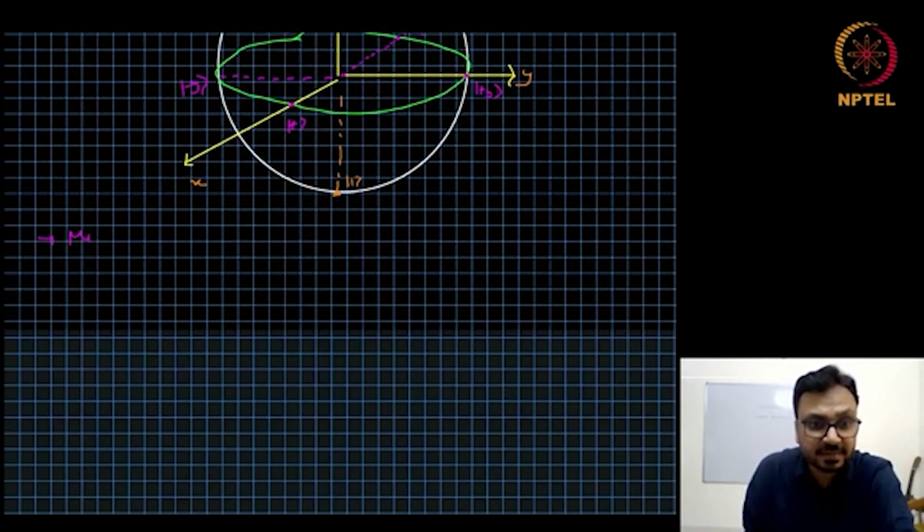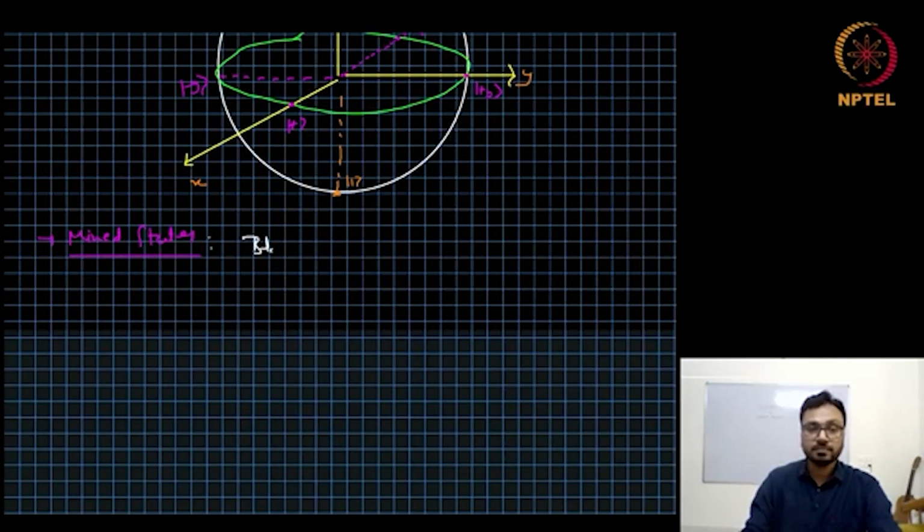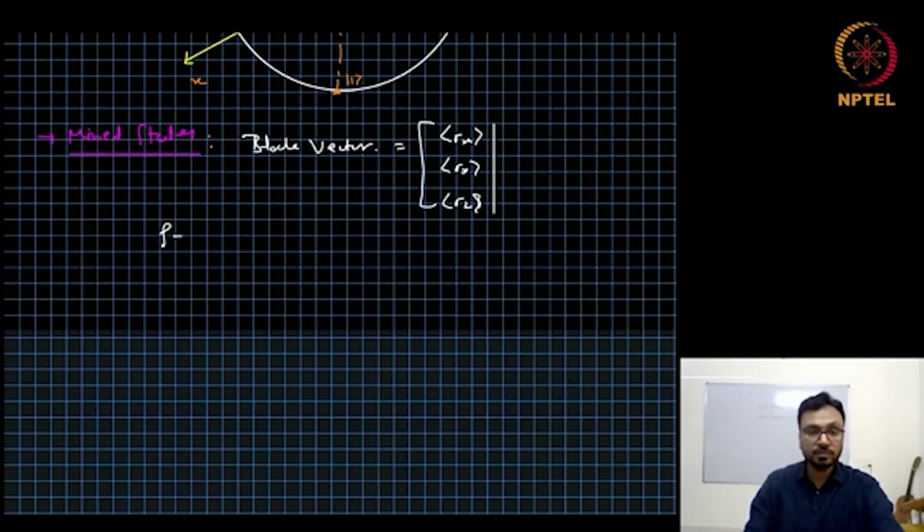Now we move to mixed states. By definition, the Bloch vector is the vector of the expectation values of sigma x, sigma y, and sigma z. When we have a mixed state rho, which is given by half identity plus r dot sigma, then the r vector is the Bloch vector. And the condition on r is that its magnitude is less than or equal to 1.